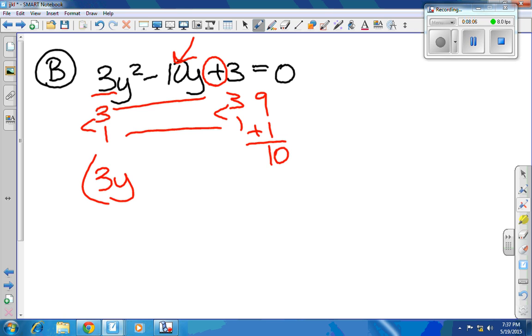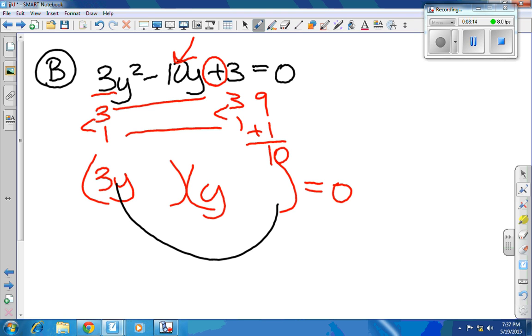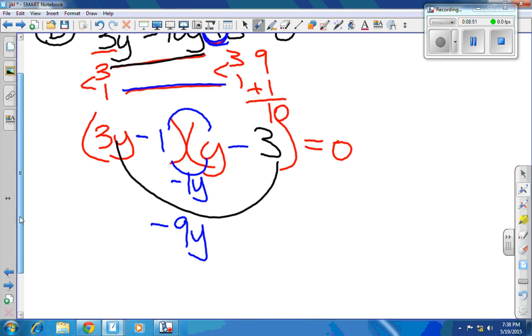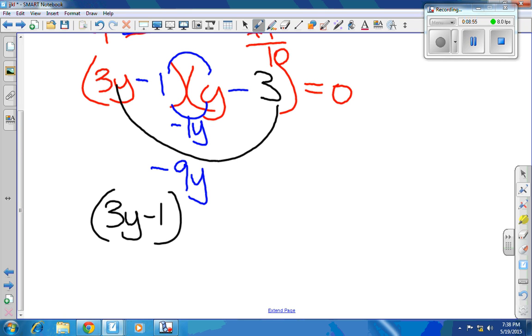So we have 3y, and we have y, and we know that the 3y was multiplied by the 3, and the 1y was multiplied by 1, and we know that the 9y should be negative, and that the negative 1y, or the 1y should also be negative. That's because when it's a positive sign here, this also means that both symbols are whatever symbol is in front. So both of these should be subtraction. So we have 3y minus 1 times y minus 3 is equal to 0.